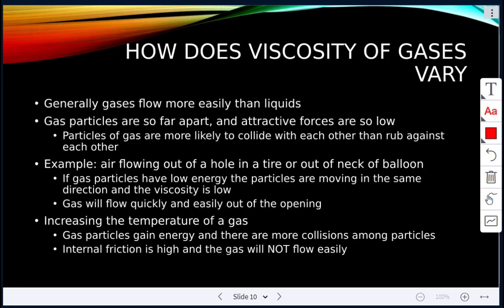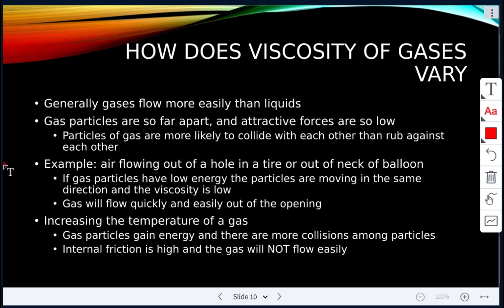How does viscosity of gases vary? Gases are going to behave a little bit differently. Generally, gases already flow more easily than liquids. The gas particles are already so far apart, so attractive force is already so low. Particles of gas are more likely to collide with each other than rub against each other.